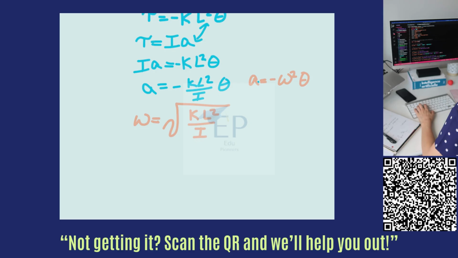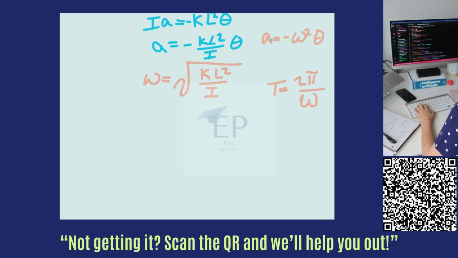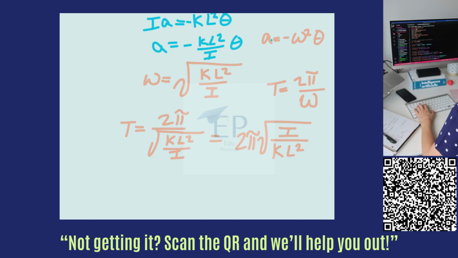The period can also be written in terms of angular frequency as period equals 2 pi divided by omega, and we can use that as well, so that we end up with the equation period equals 2 pi divided by the square root of k L squared divided by I. And we can rewrite this equation as 2 pi times the square root of I divided by k L squared.